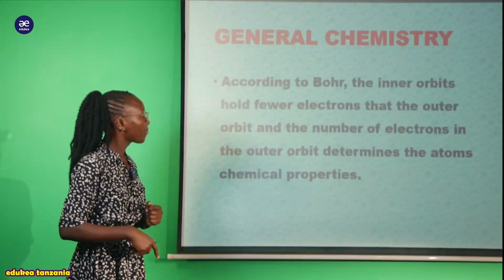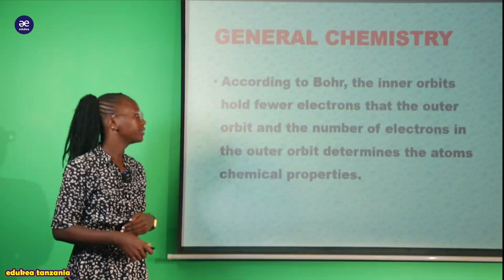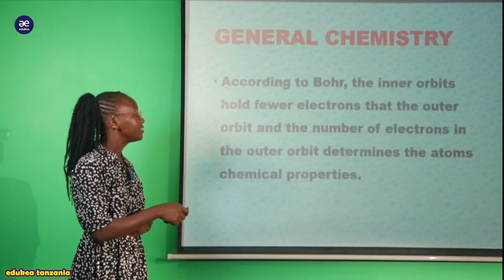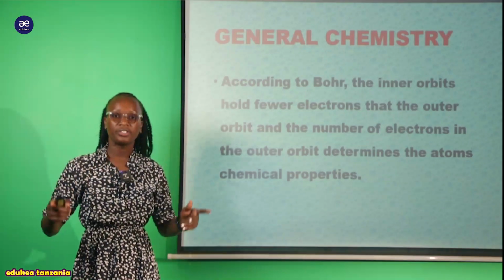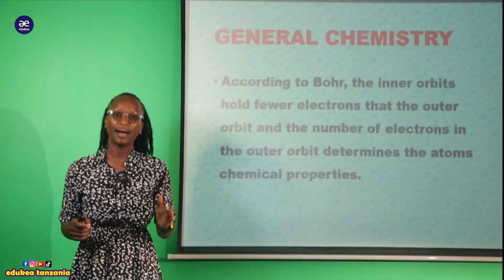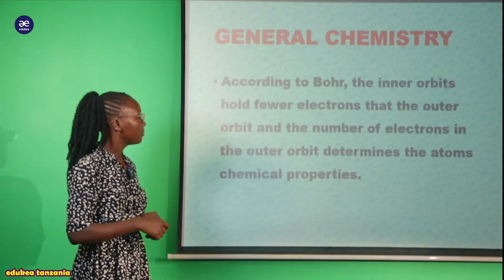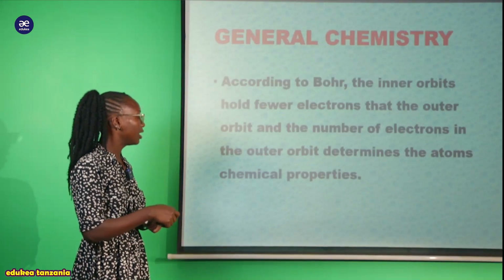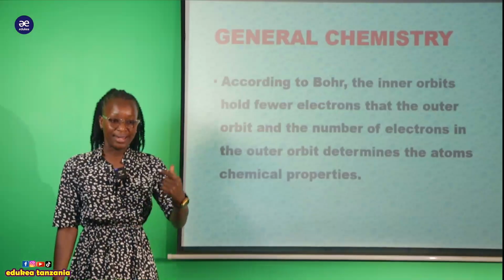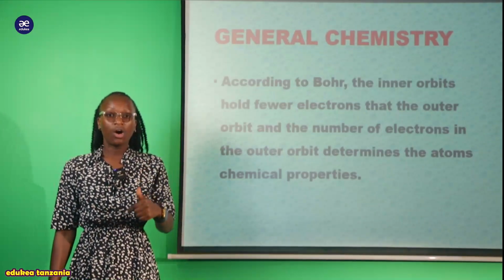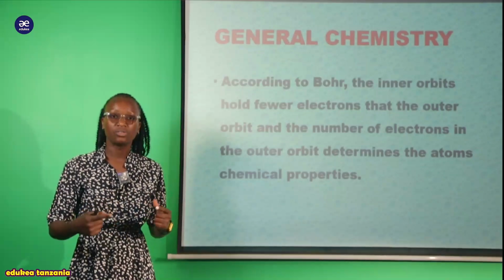So you can see that yeye akasema kwamba inner orbits anakuwa na fewer electrons than the outer orbit. Ukiachana na nje anaweza kuwa na electrons 6, 7, 8 and so forth. Akasema kwamba the number of electrons in the outer orbit determines the atom's chemical properties, kwamba namba ya electrons kwenye outer orbit itadetermine ile sifa ya kipekee ya atom, properties of atom.